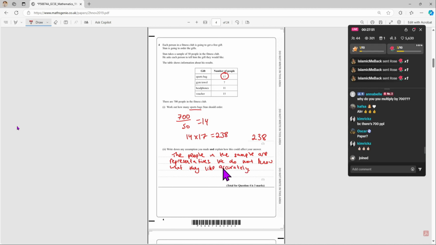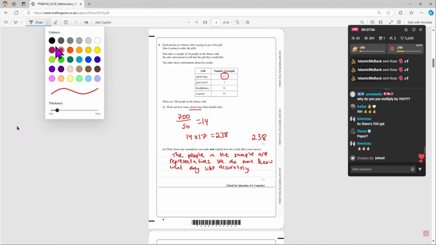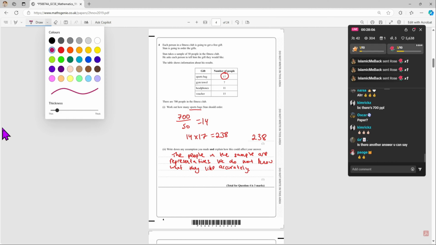This is paper 2. I keep on saying paper 3, it's paper 2. You can give any answer, but you just have to back it up. Assumptions are what you assume, basically what you think.